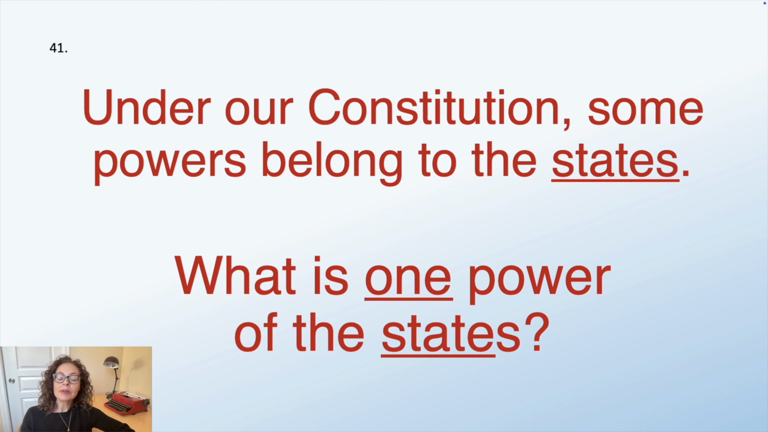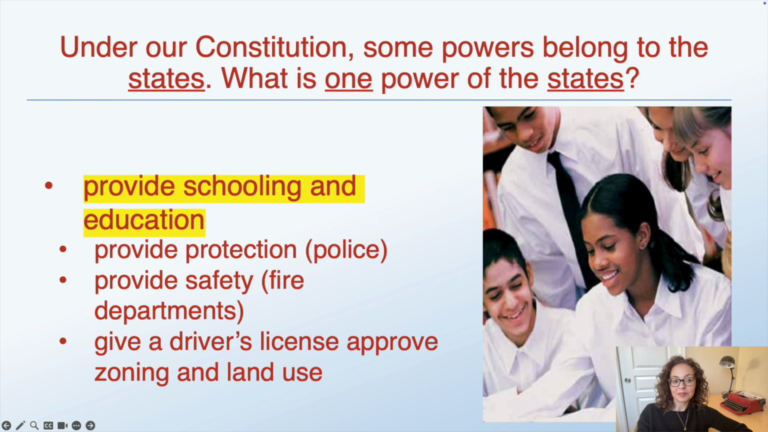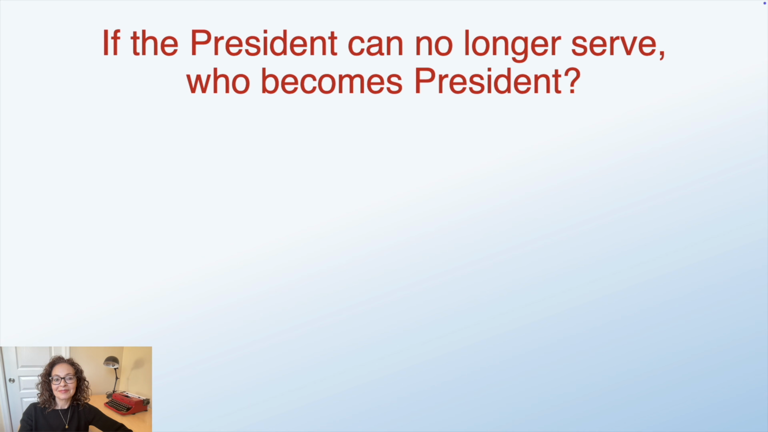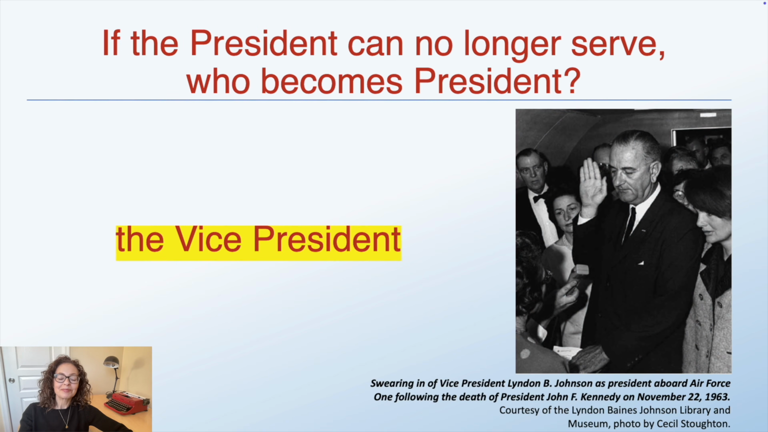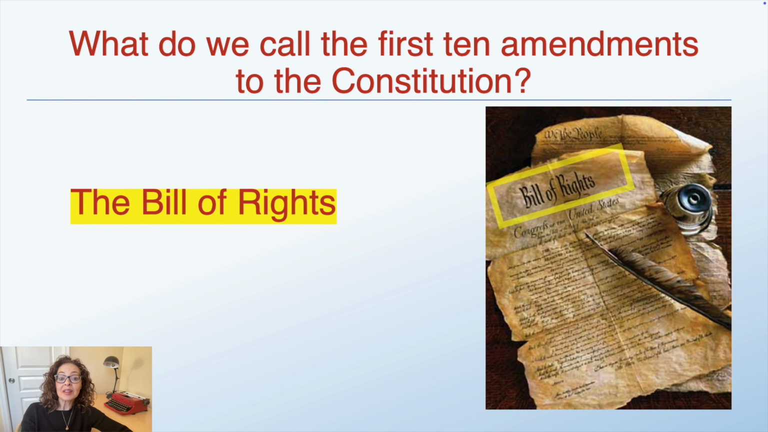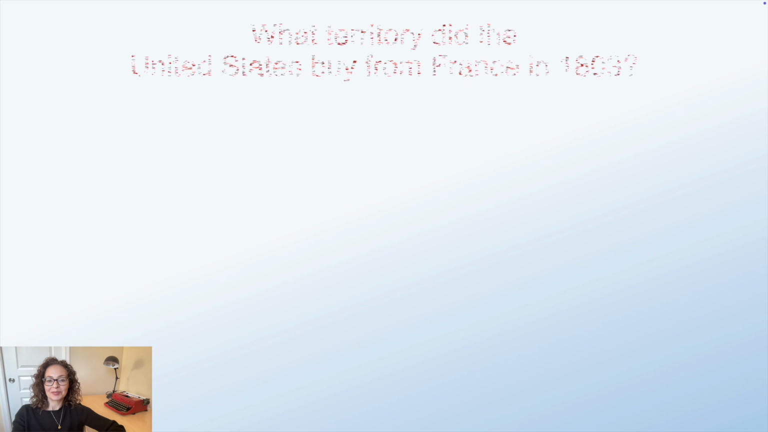Under our Constitution, some powers belong to the states. What is one power of the states? To provide schooling and education. If the president can no longer serve, who becomes president? The vice president. What do we call the first 10 amendments to the Constitution? The Bill of Rights.